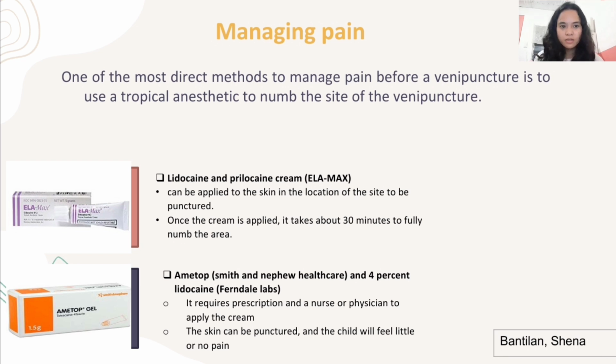So for our second topic, we have managing pain. So how do we manage pain? One of the most direct methods to manage pain before a venipuncture is to use a topical anesthetic to numb the site of the venipuncture. The first is lidocaine and prilocaine cream, or EMLA. It can be applied to the skin at the location of the site to be punctured, and once the cream is applied, it takes about 30 minutes to fully numb the area, then proceed to blood extraction.